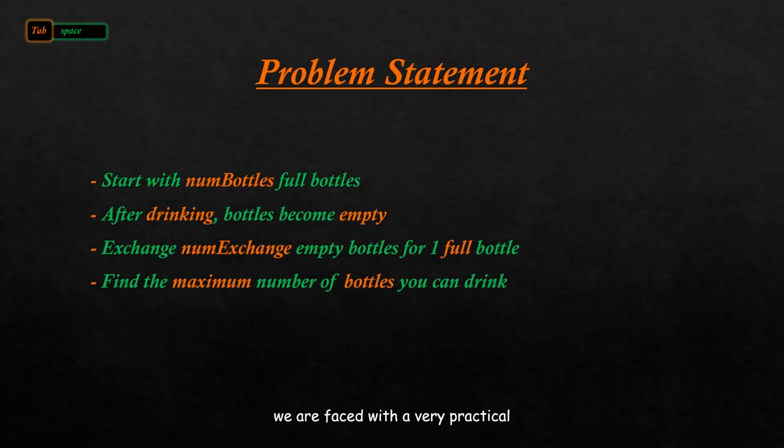In this problem, we are faced with a very practical scenario discussed as a puzzle. Imagine you are given a certain number of water bottles, all of them full. Each time you drink one, you are left with an empty bottle. But there's a rule. If you collect a certain number of empty bottles, you can exchange them for a brand new full bottle. The challenge is to figure out the maximum number of bottles you can drink in total before no further exchanges are possible.